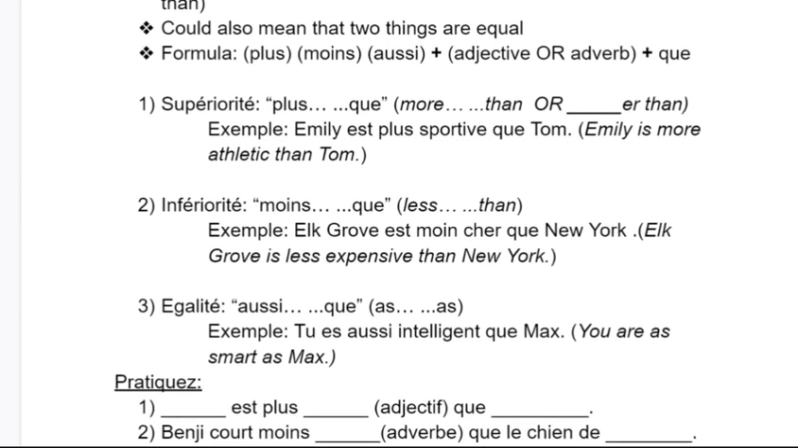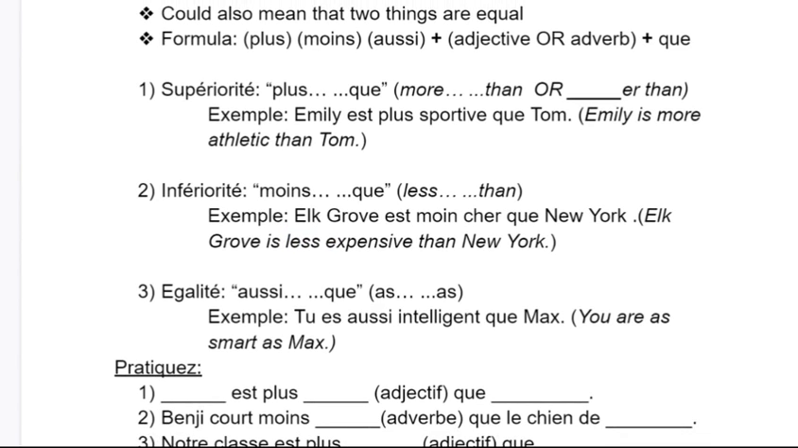Infériorité, so it would be Elk Grove est moins cher que New York. So Elk Grove is less expensive than New York. And égalité would be aussi que, so tu es aussi intelligent que Max. So you are as smart as Max. The English translation for aussi que would be as.